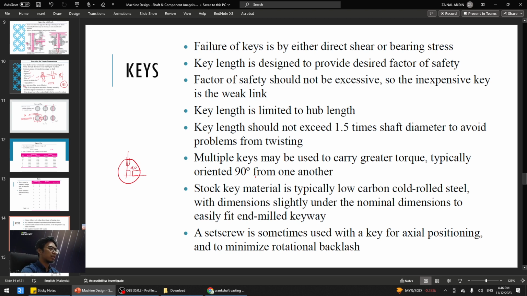Stock key material is typically low carbon, kemudian cold rolled with dimension slightly under nominal dimension. Dia boleh low carbon, maksudnya dia boleh dilentur lah. Dia tak nak cari yang brittle. Kalau brittle ni, kalau mesin tu dia ada tersentak saja dia dah patah. Kalau yang low carbon ni dia kuat-kuat tapi dia boleh terbengkok sedikit.